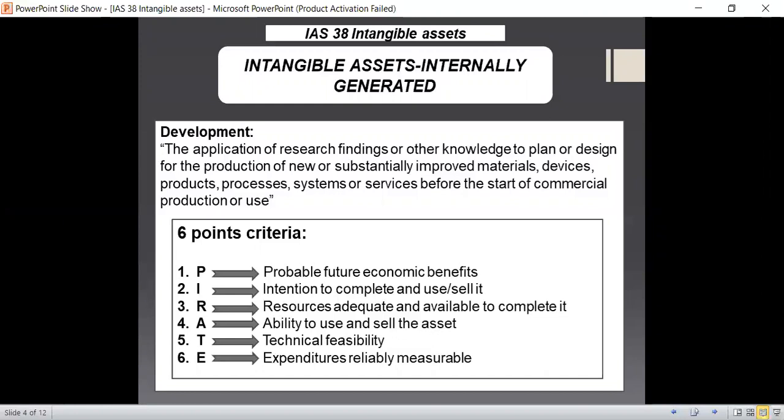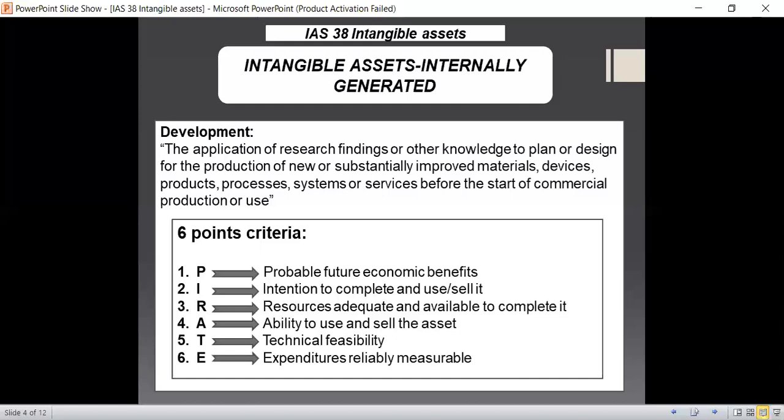Then A, the entity must be able to use or sell the asset. There must be a particular market for the asset. Then T, technical feasibility. There must be a technical feasibility to complete the asset. And then E, the entity should be able to measure the expenditures reliably.